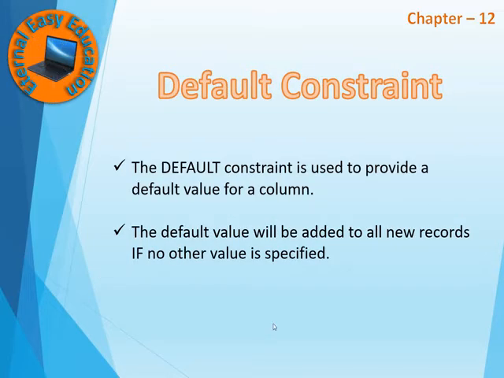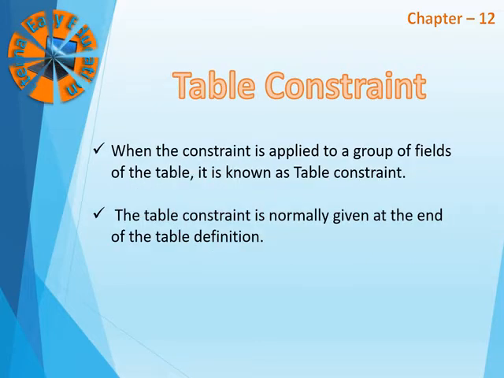Then what is the default constraint? The default constraint is used to provide a default value for a column. So while we are adding values to a table, we can have a default value for a particular column. It is necessary in some situations. Then the table constraint. When a constraint is applied to a group of fields of a table, it is known as a table constraint. A table constraint is normally given at the end of the table definition. We'll see the examples in XAMPP.